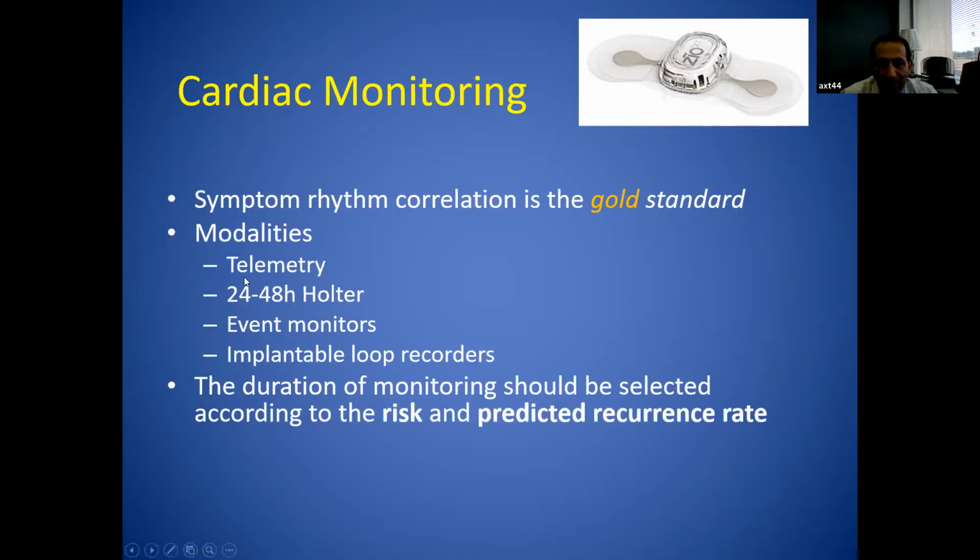Other modalities: telemetry, if the patient's in the hospital, you can give them a 24, 48-hour Holter. I almost never do this anymore. I either give them a Zio or go to something else. So event monitors are Zio, Preventice, and like I said, Biotel, or we can go to an implantable loop recorder that stays under the skin for about 3 years. The duration of monitoring should be selected based on the risk and the predicted recurrence rate.